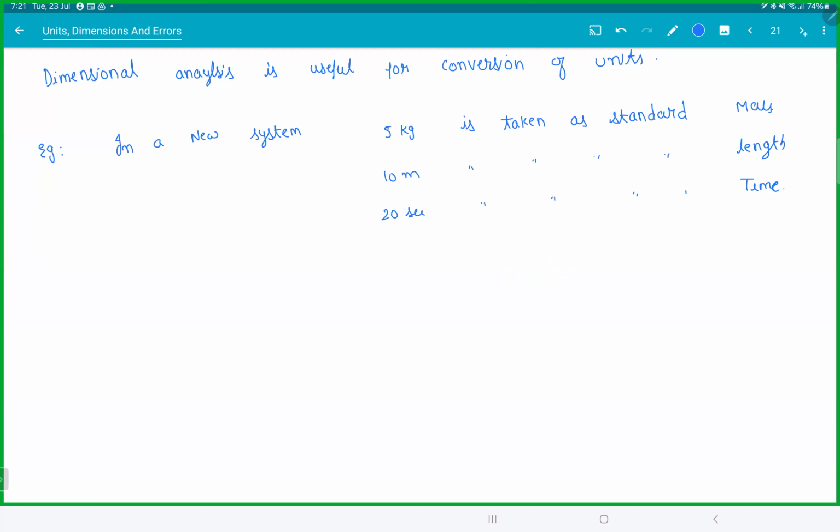So someone has taken some new standard of units. Getting it? So let's find the relation between force in new units and old units.